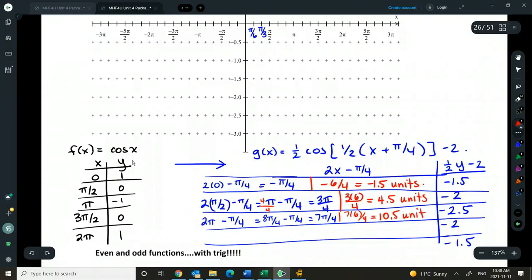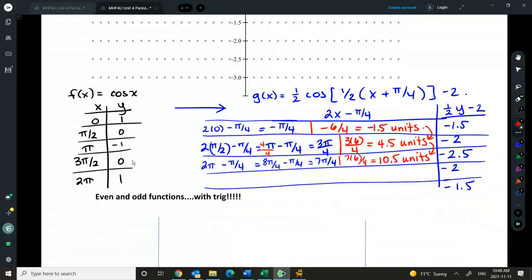Because I don't need to keep doing this, right? What's the pattern between the number of points in between each unit? Or number of units in between each point, I should say. 6, I'm adding 6 every time, right? So I don't need to keep calculating this. I'll just add 6 every time. So let's just finish the last 2 here.